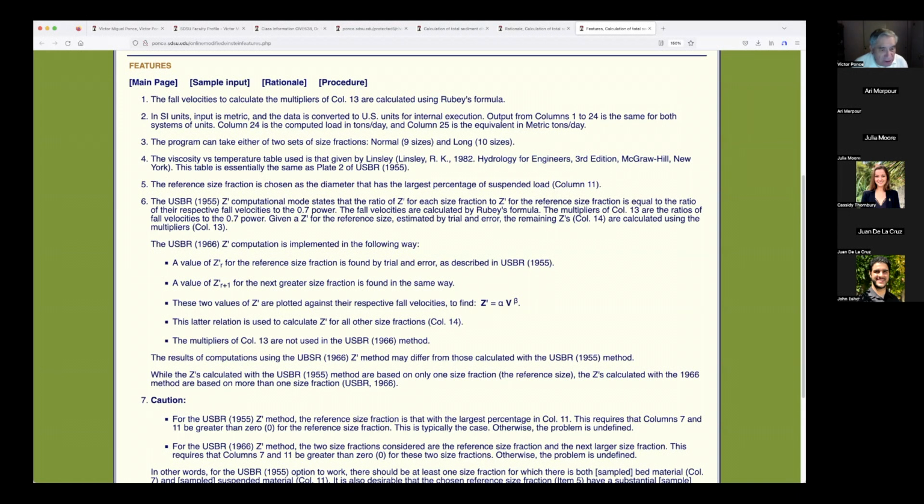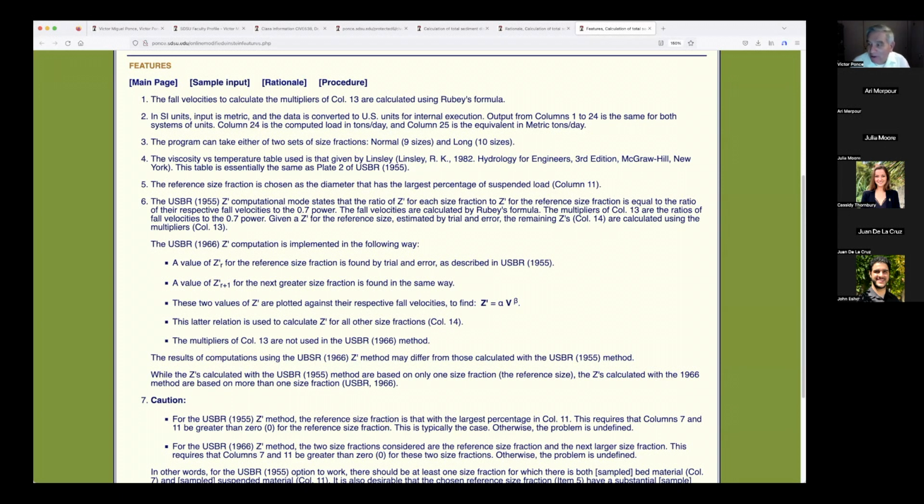The USBR Z computation is implemented in a somewhat different way. Let me put my 2 cents worth in here. What happened was that in 1955, Hobie and Henry developed the Z computation based on the Ruby formula, and it is a 1-point methodology based on one diameter, one reference size. Time went by and people in the Bureau of Reclamation continued to use the methodology beyond the experience of Hobie and Henry. And I'm not going to tell you what happened to them, but obviously people do retire.